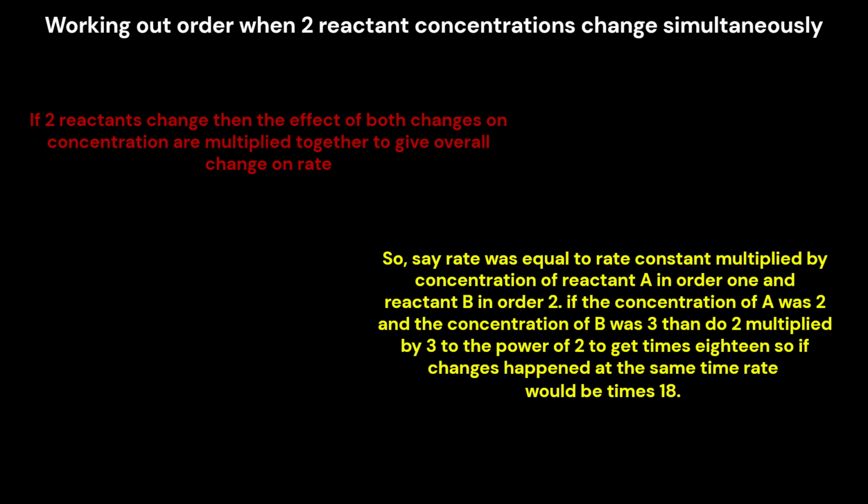Working out order when two reactant concentrations change simultaneously. If two reactants change, then the effects of both changes in concentration are multiplied together to give the overall change on rate. So, say rate was equal to rate constant multiplied by concentration of reactant A in order 1 and reactant B in order 2. If the concentration of A was times 2 and the concentration of B was times 3, then do 2 multiplied by 3 to the power of 2 to get times 18. So if changes happen at the same time, the rate would be times 18.